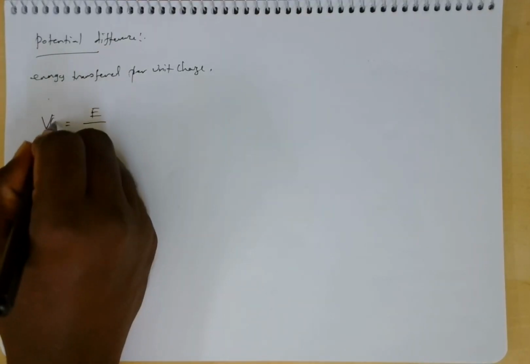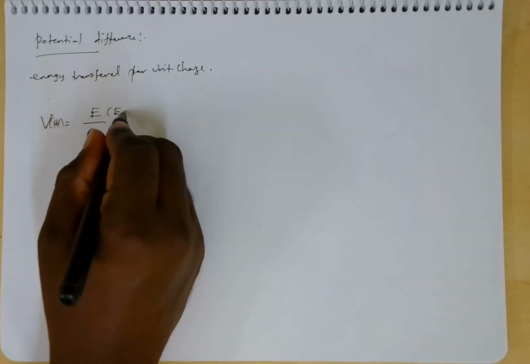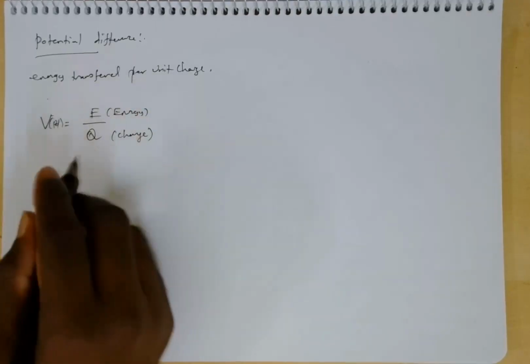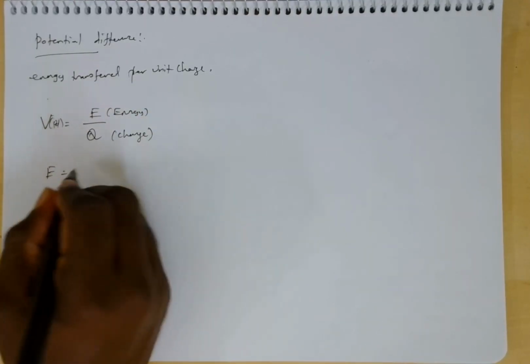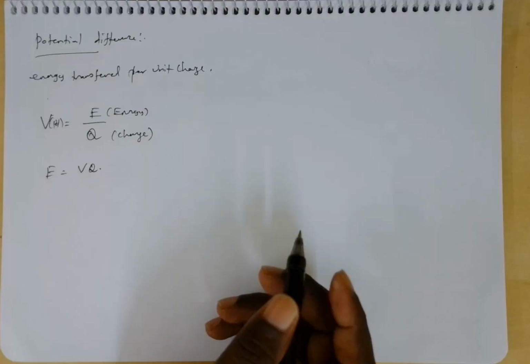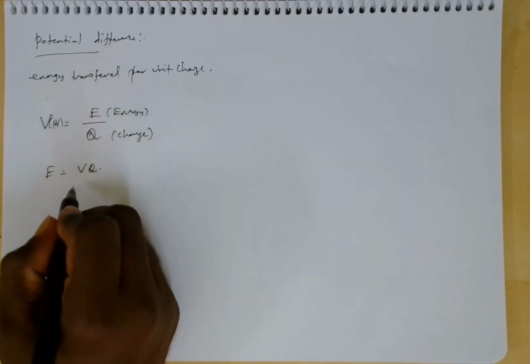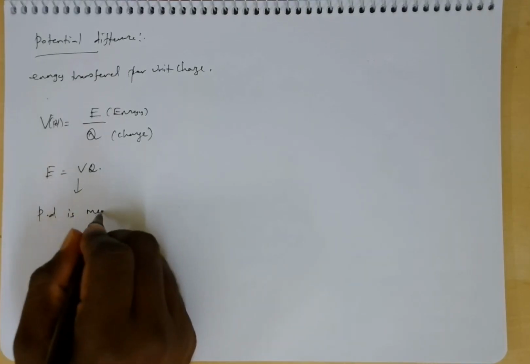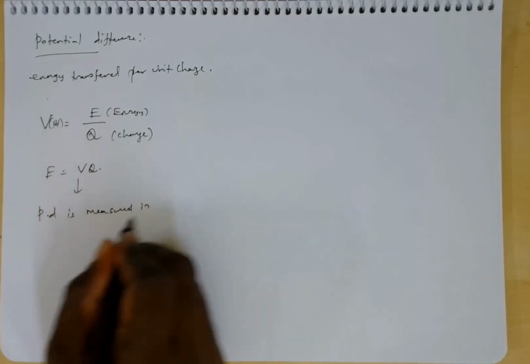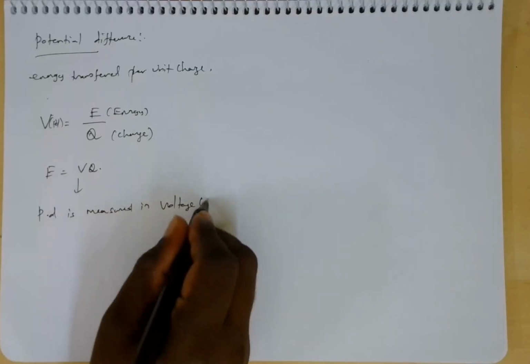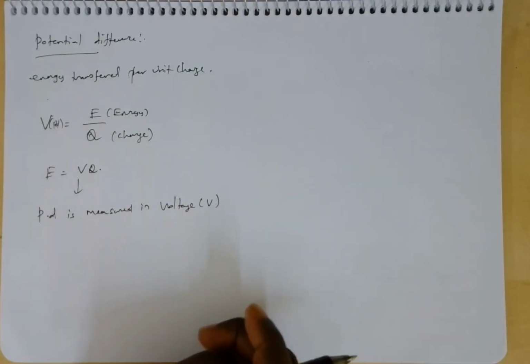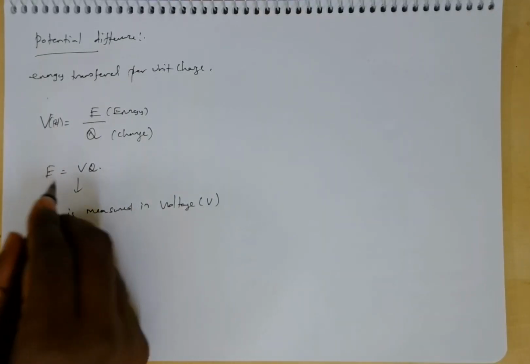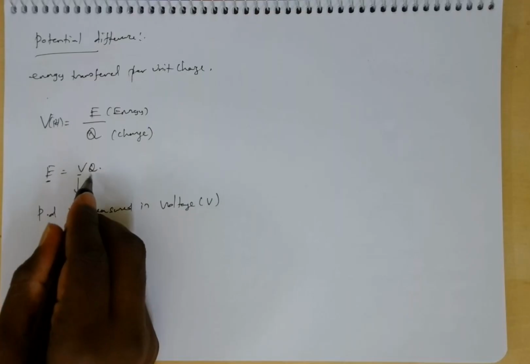V is potential difference, E is energy, Q is charge. Now can you see that E equals V into Q? V is measured in volts. EMF is also measured in volts. So can you see that energy is voltage into charge.